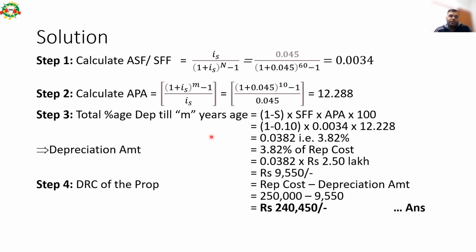So depreciation amount is equal to 3.82% of replacement cost, which is given in the question as 2.5 lakh rupees. That means 9,550 rupees is the total depreciation amount till the 10th year of the building. So DRC of the property is equal to replacement cost minus depreciation amount, which we calculated in step number 3. That means it is equal to 2.5 lakh rupees, which is given in the question, minus the depreciation amount calculated above. So the total value, DRC, depreciated replacement cost of the property, is equal to 2,40,450 rupees.